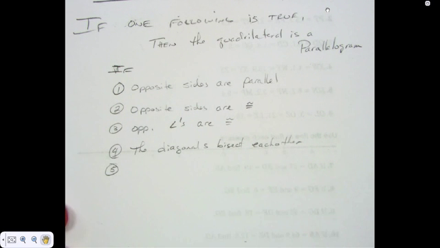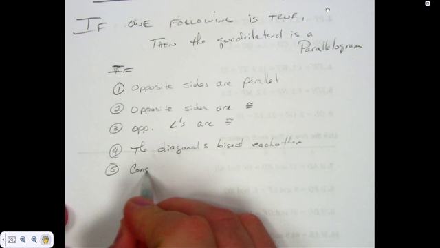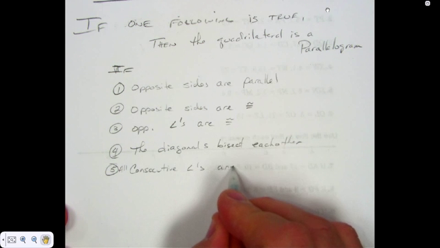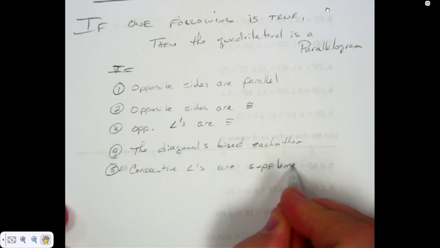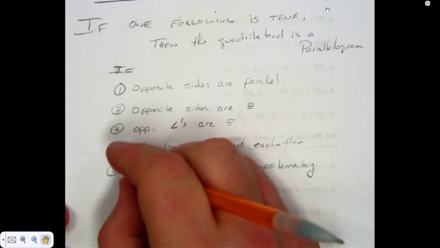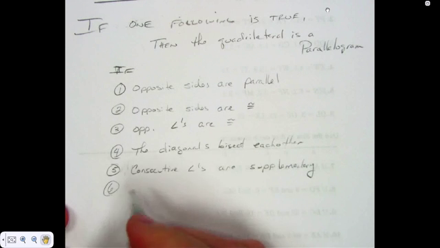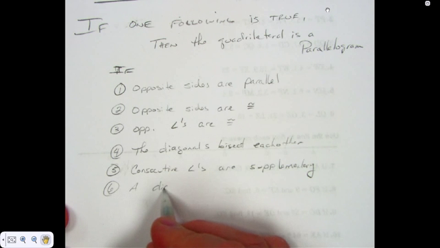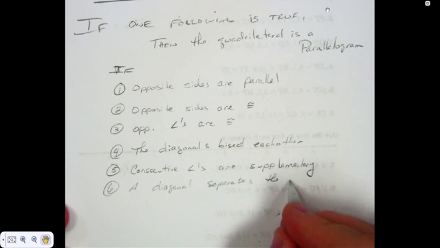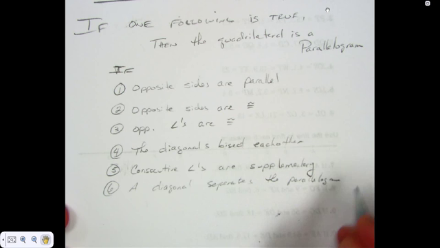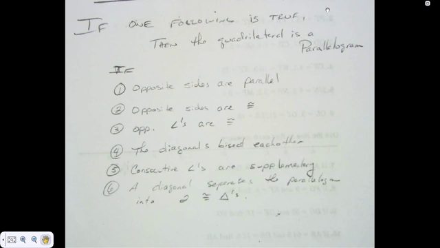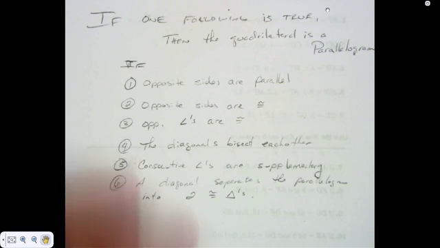If consecutive angles are supplementary, then guess what? It's a parallelogram. If a diagonal separates the parallelogram into two congruent triangles, then guess what? Anybody? It's a parallelogram.